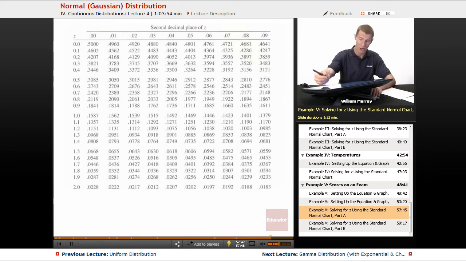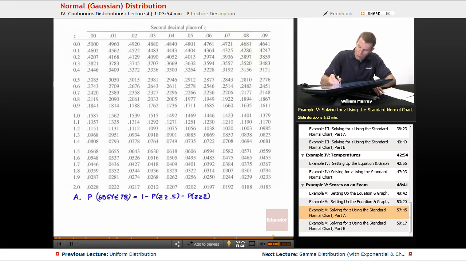And here's my Z chart. And let me remind you what I calculated on the previous page. In part A, we wanted the exam scores to be between 68 and 78. And after some work on the previous page, we converted that into some numbers that we can look up on the Z chart. 1 minus the probability that Z is bigger than 0.5 minus the probability that Z was bigger than 2.